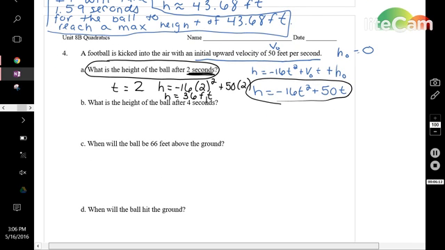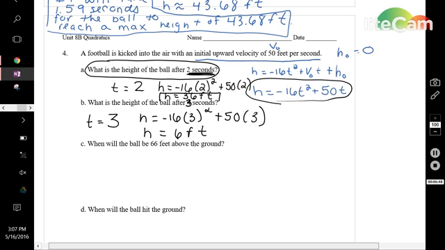Now for this one, what is the height of the ball? I'm going to change this, and I want you to change it as well. Instead of 4 seconds, I want you to write 3 seconds. So here I'll plug in a t value of 3. So h is equal to negative 16 times 3 squared plus 50 times 3. When I solve that, I end up with h being 6 feet. So the height of the ball after 2 seconds was 36 feet, and the height after 3 seconds is 6 feet.